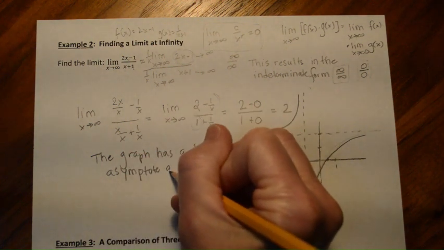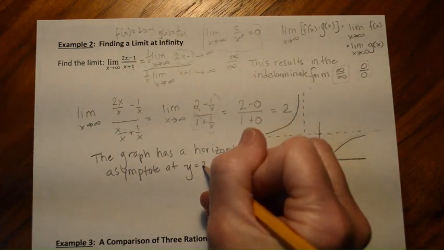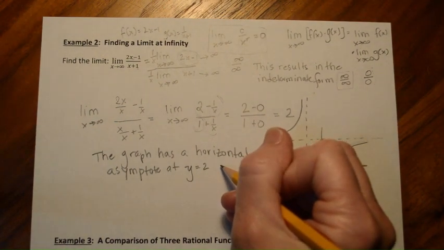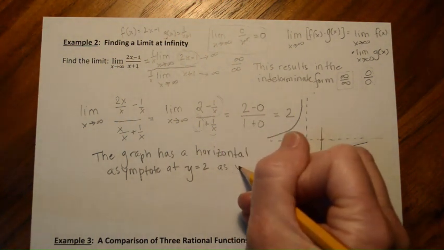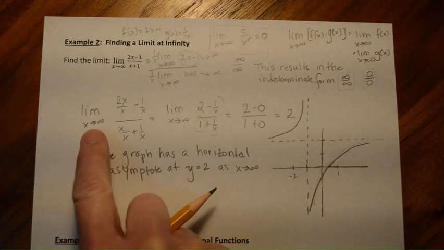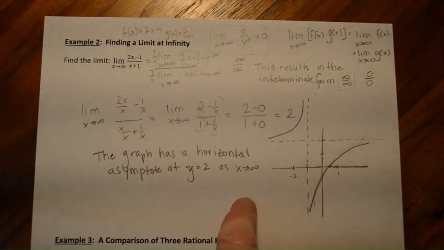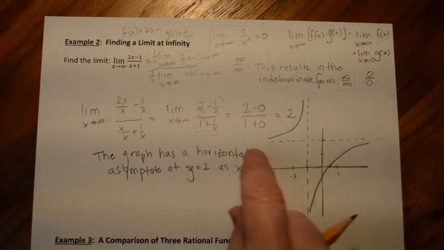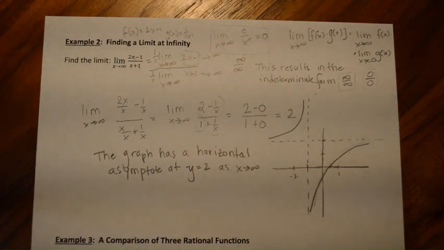At y equals 2, to the right, or as we approach positive infinity. And then you could do the whole process again as x approaches negative infinity, and you'll see that it's the same thing. It's also going to approach 2 as x approaches negative infinity.